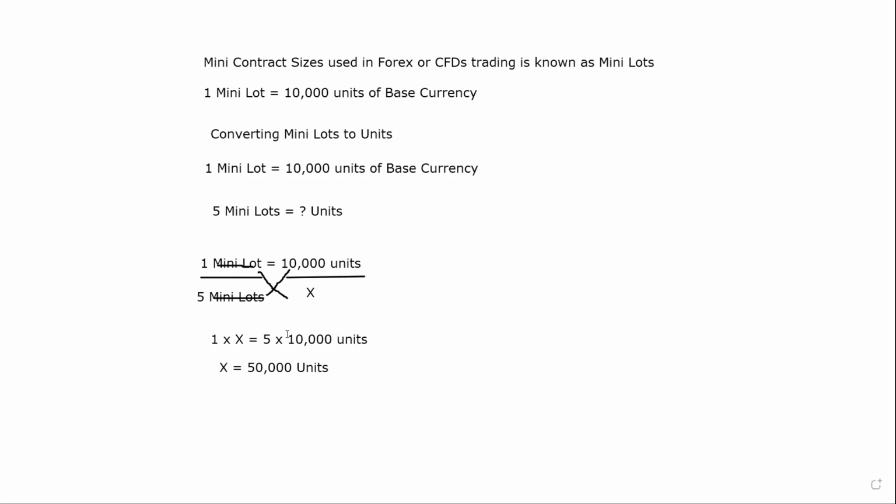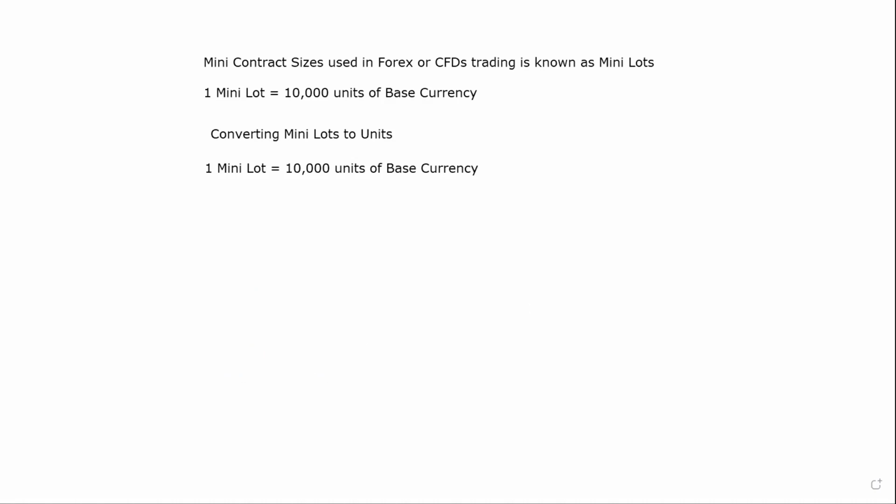All right, okay. So now let's suppose we have to figure out how much is 75,000 units. Okay, so we know that one mini lot is 10,000 units of base currency. So how much is 75,000 units in terms of mini lots? We need to figure it out. So, okay, we're gonna use again direct proportion here.